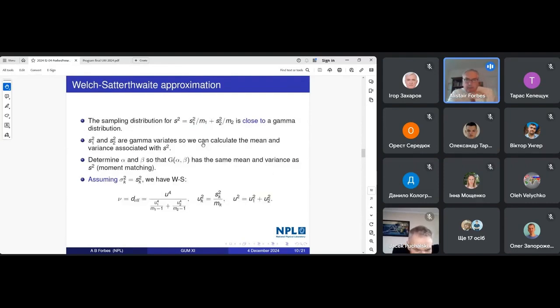That will hold if the sampling distribution for S squared is a gamma distribution. Well, it turns out that the sampling distribution of a sum of gamma variates is in fact close to a gamma distribution, and sometimes it's exactly a gamma distribution. Given that S sub 1 squared and S sub 2 squared are gamma variates, we can calculate their mean and variance. Gamma distributions always have a mean and variance. If we want S squared to have a gamma distribution, then we can say, okay, let's find a gamma distribution that has the same mean and variance as that derived from S sub 1 squared and S sub 2 squared. And when we do this moment matching, we end up with a Welch-Satterthwaite formula, which tells us what the t distribution will be, what degrees of freedom it will have.